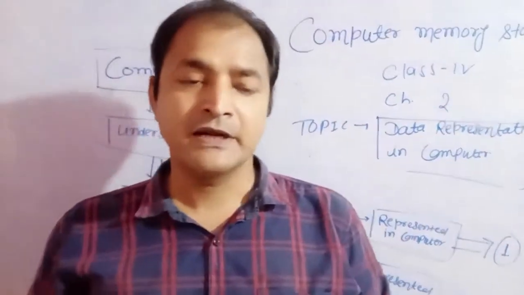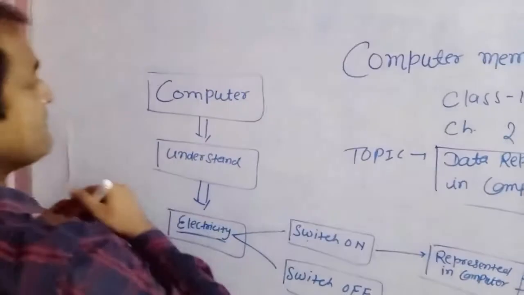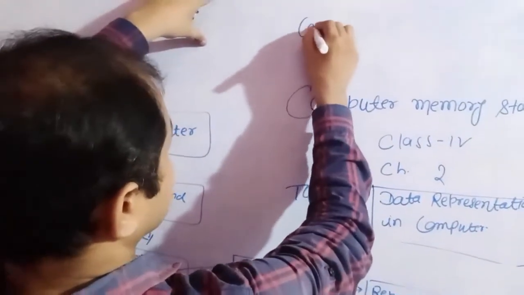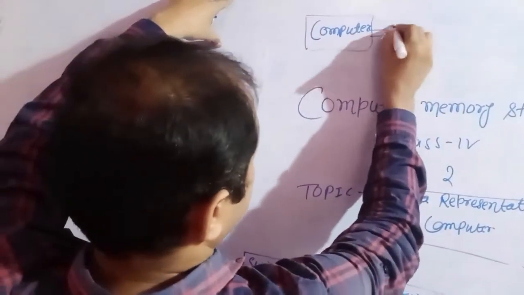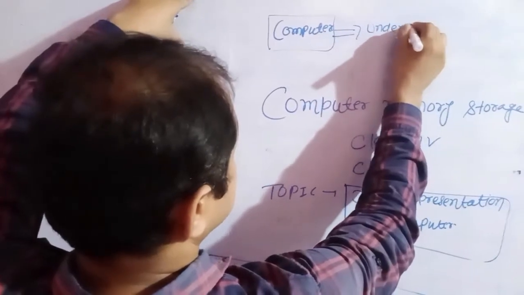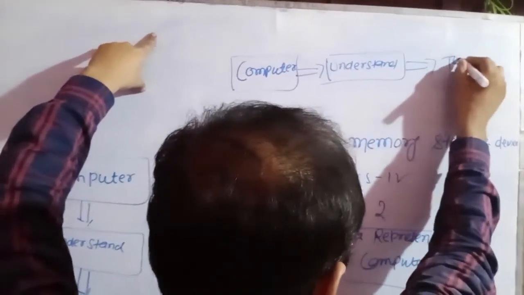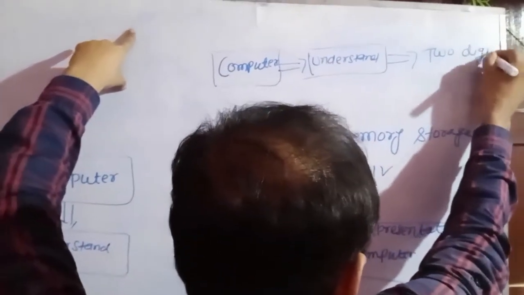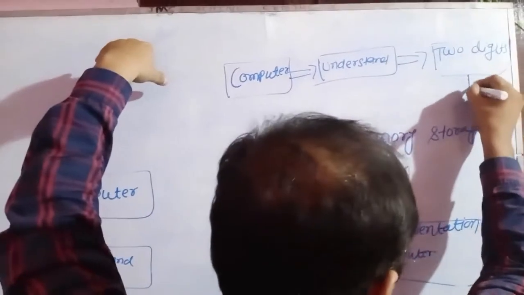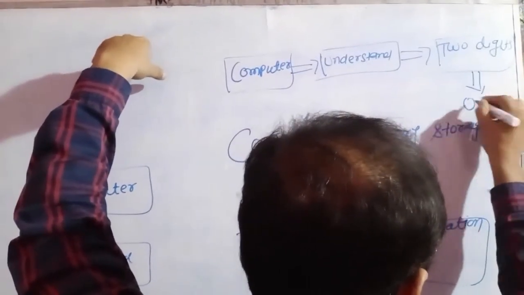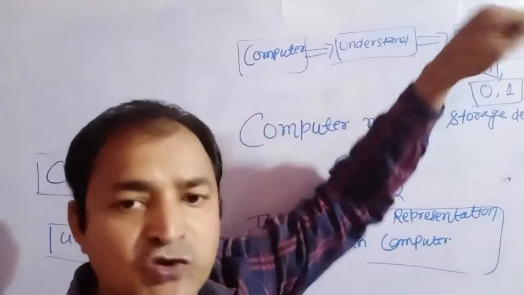My dear students, computer understands again two digits. Which digits? These digits are 0 or 1. I hope every student knows that computer understands two digits, 0 or 1.